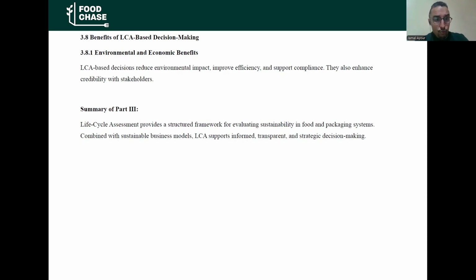Finally, for the summary of this part, life cycle assessment provides a structured framework for evaluating sustainability in food and packaging systems combined with sustainable business models. LCA supports informed, transparent, and strategic decision making, and it is one of the principal points and principal trends of the industry and food products.